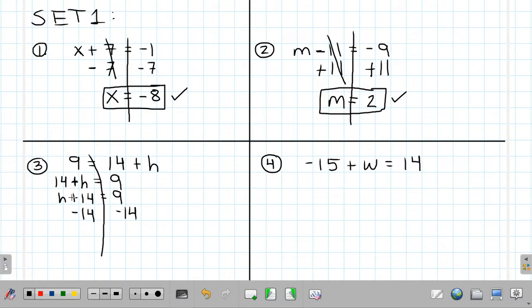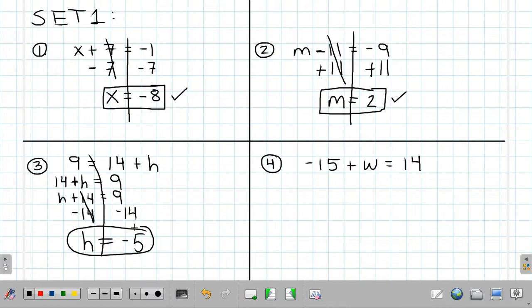h plus 14. So if you add 14 then subtract 14, those will essentially go away, leaving you with h. And then 9 minus 14, once again, some basic arithmetic here. You do get a negative number in this case, though. 9 minus 14 is negative 5.